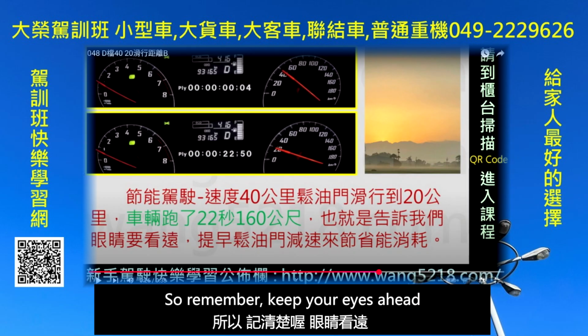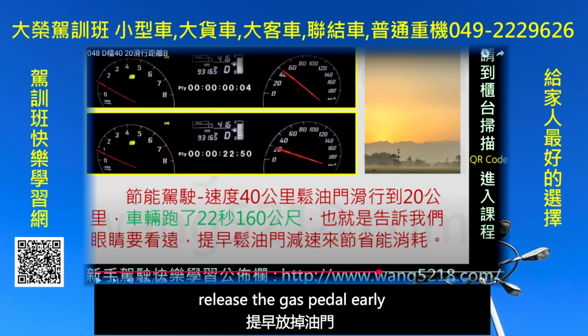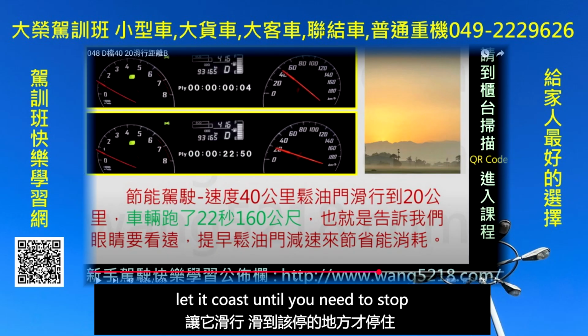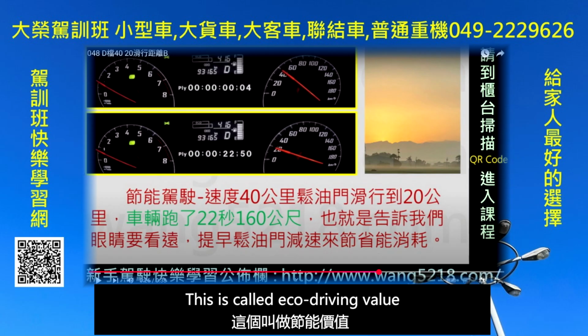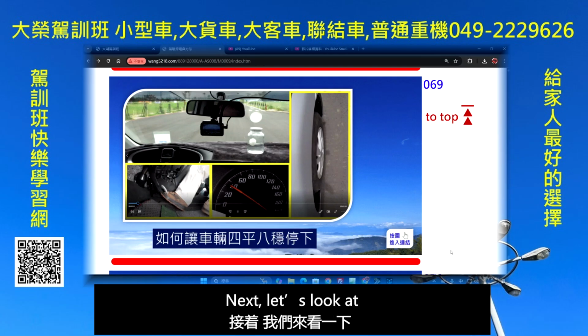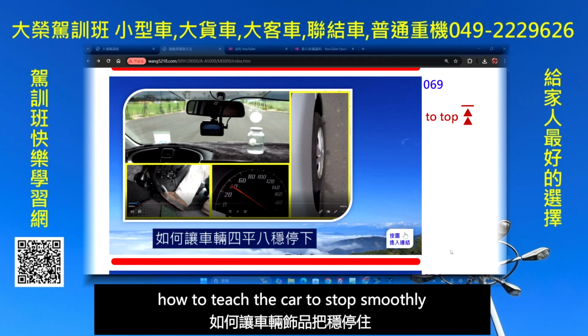So remember, keep your eyes ahead. Release the gas pedal early. Let it coast until you need to stop. This is called eco-driving value. Next, let's look at how to teach the car to stop smoothly.